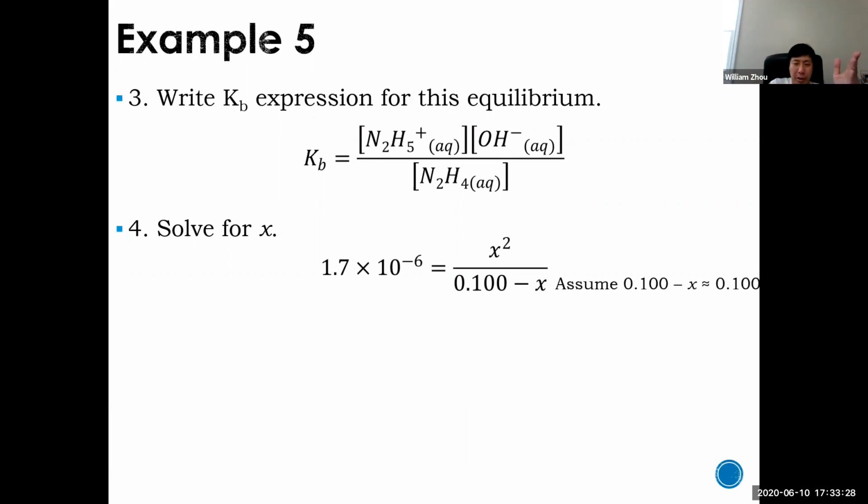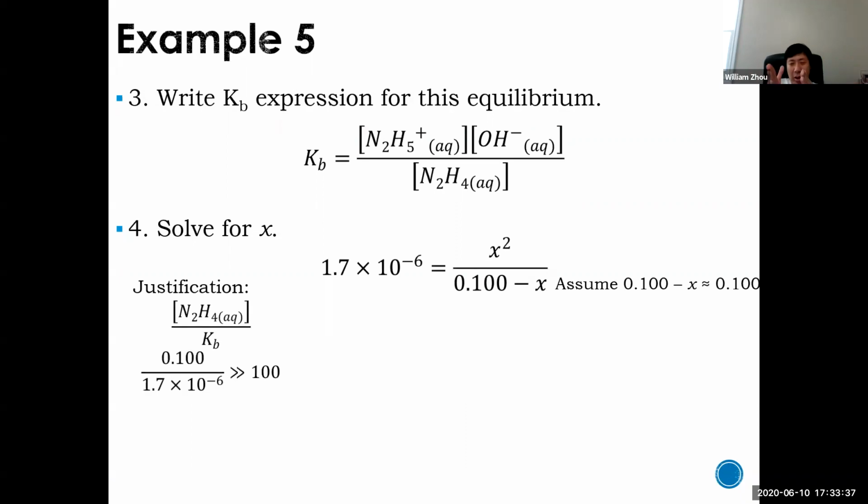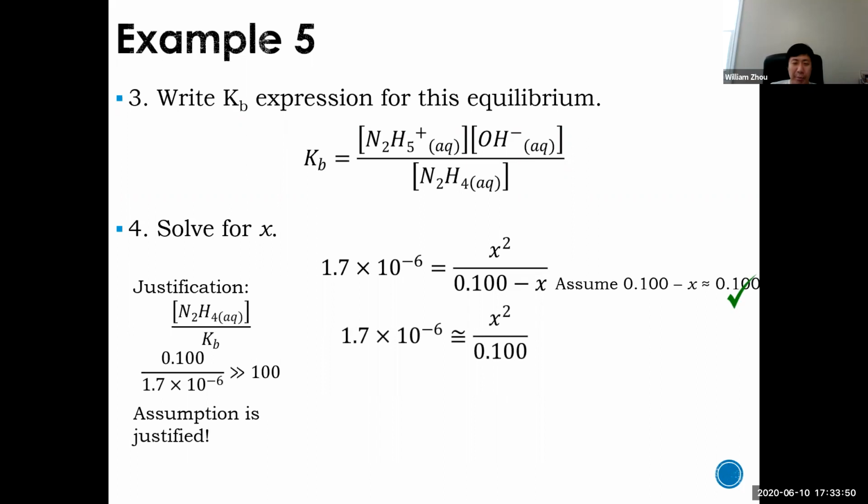We are, of course, going to assume that X is tiny, so this is insignificant. We justify it by dividing the concentration of the base in the beginning with the Kb. And if the Kb is 10 to the negative 6, you're going to get a huge number. So, of course, it's bigger than 100. So we justify our assumption. We can simplify the denominator by dropping the X. And you isolate X now, square root of the Kb times initial concentration of the base.